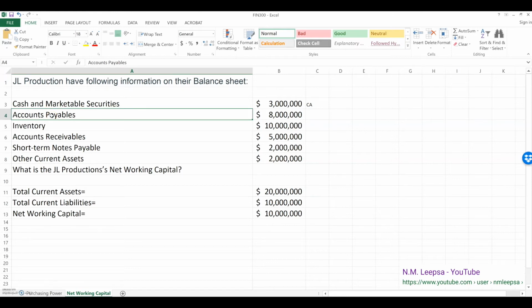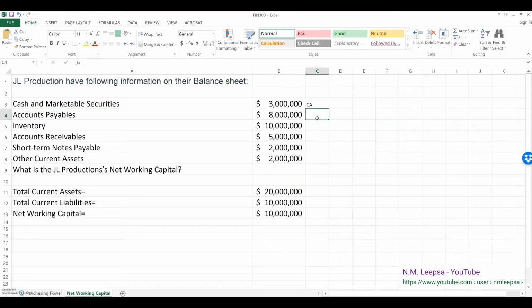Okay, the next item is accounts payables. So this is not a current asset, rather this is a current liability. So let me just write it down in the short form called current liability, CL.